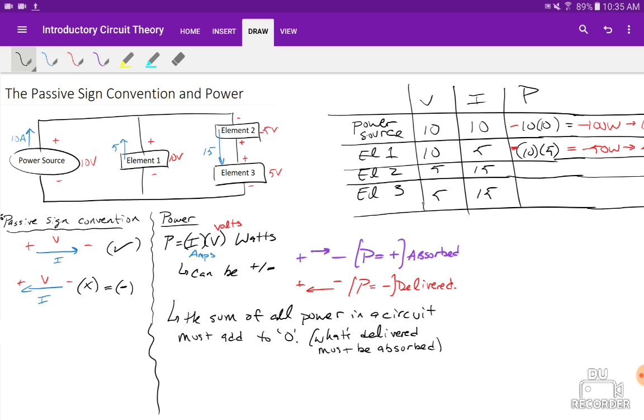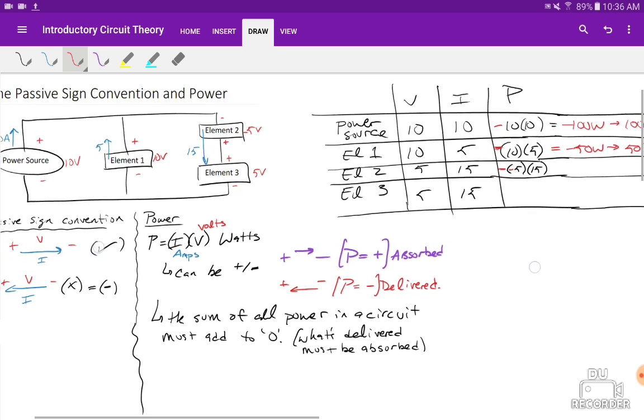All right. For element 2, I've got 5 volts, and I've got 15 amps. And the thing is, that current is violating passive sign convention because it's going backwards to the voltage. It's going from minus to plus. But the thing is, that voltage was negative 5. Negative 5. And I have to put a double in there. That happens. I want to show you guys that. You can get negative on top of negative.